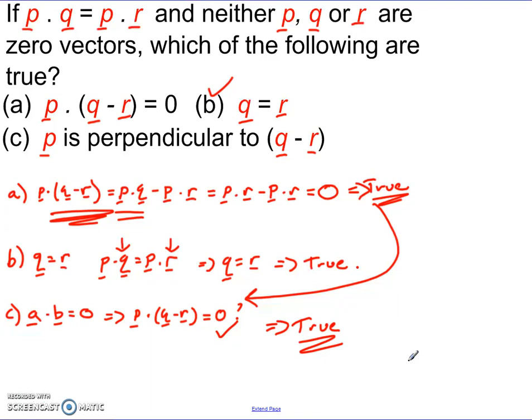We have to understand all these little intricacies when it comes to vectors. All these little bits when we're working with scalar products and all the properties we can use together.